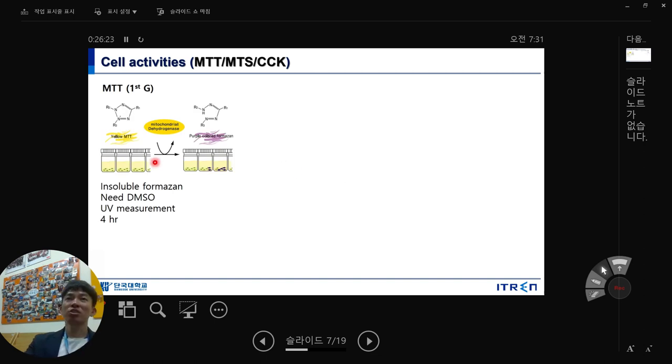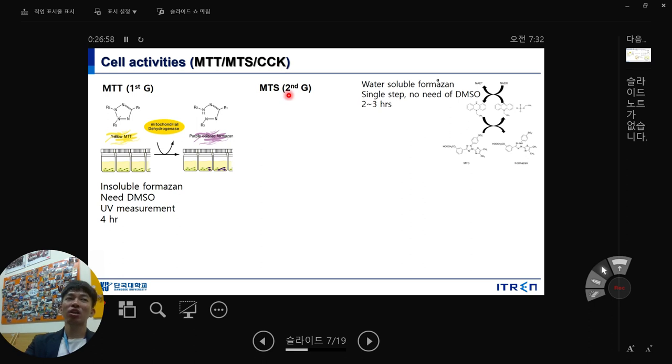Okay. So this first generation, yellow MTT, is reduced by mitochondrial dehydrogenase, and then its color turns purple. Instead of converted formazan, we need DMSO. And you need a lot of time, 4 hours, for converting this MTT to formazan, and then you have to add DMSO again in a two-step process. So this is very inefficient. So people like me developed another one, MTS, second generation, water soluble, which means we don't need DMSO to solubilize formazan. Okay, single step, and the color develops within 2 to 3 hours.